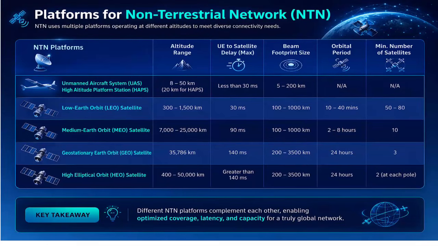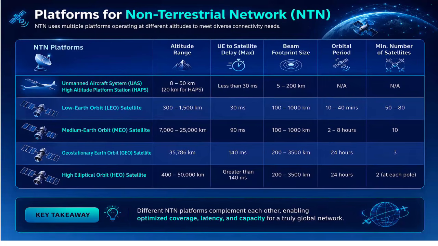Then we have platforms for non-terrestrial networks. Have you wondered why some satellites are fast, some are slow, some have less coverage, some have high coverage? This is because not all NTN platforms are the same. They operate at different altitudes with different performance characteristics. In this slide, you can see the comparison of NTN platforms from drones and HAPS all the way to the satellites. We'll see how altitude directly impacts delay, coverage, and deployment strategy.